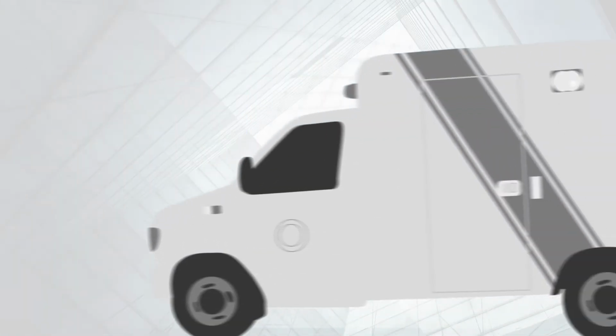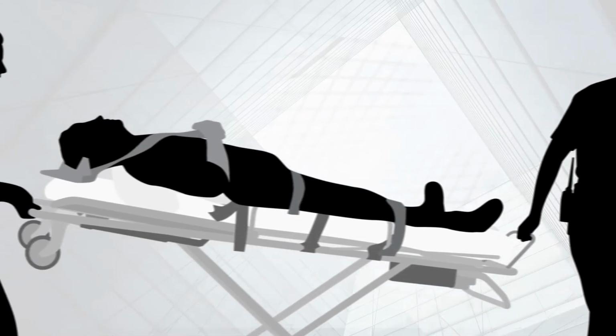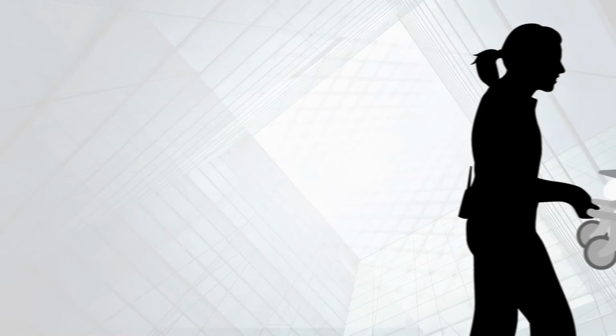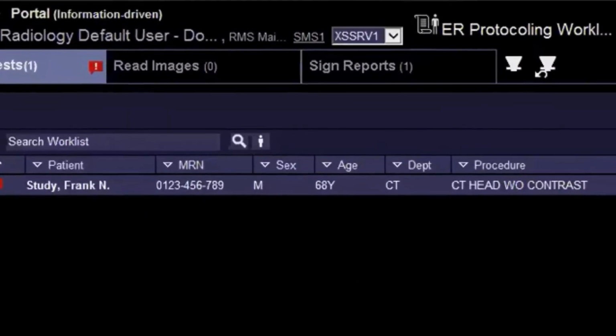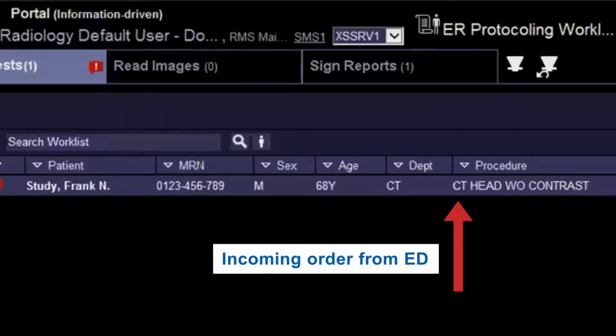We begin with a scenario that we all experience many times each week. A patient has been brought to the ED via ambulance for evaluation of suspected stroke. The triage nurse calls in a stroke code and orders a CT head. In the radiology department, the incoming order, CT head, displays on the Siemens Healthineers Syngo Workflow SLR system.